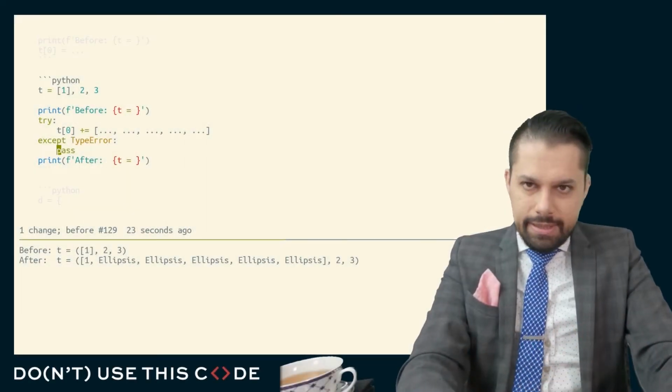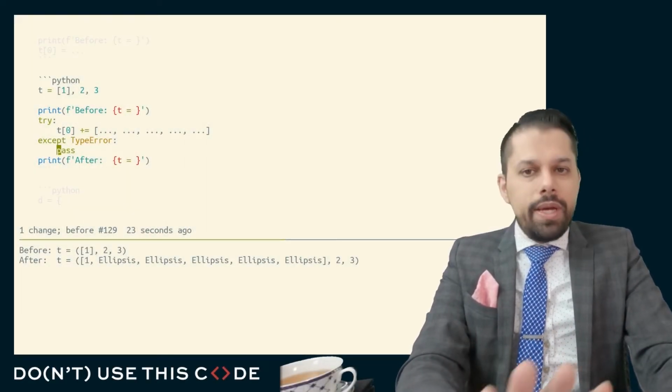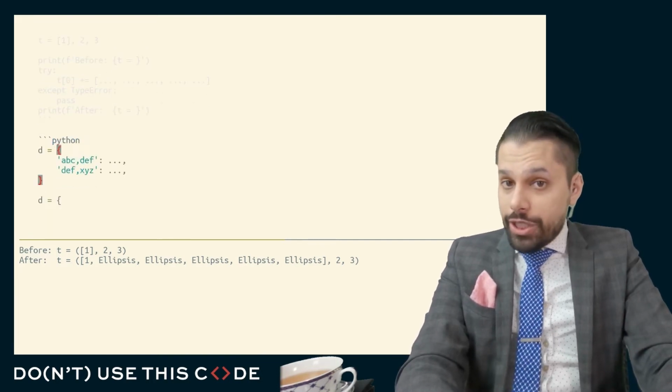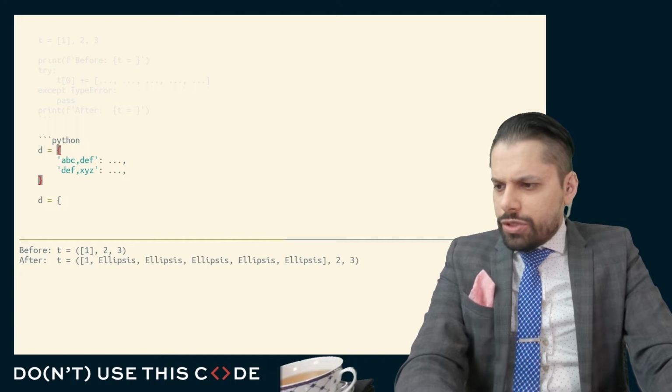Now, guaranteed, there are things you can do with the tuple type that you cannot do with the list type. For example, you can use it as the keys of a dictionary. Why would you want to do that in the first place?